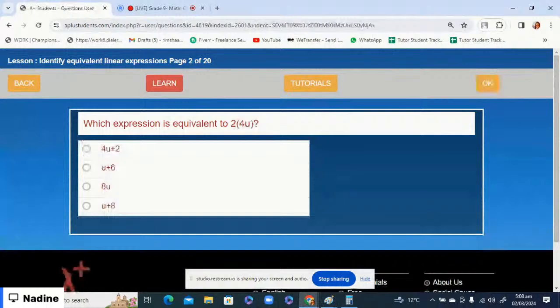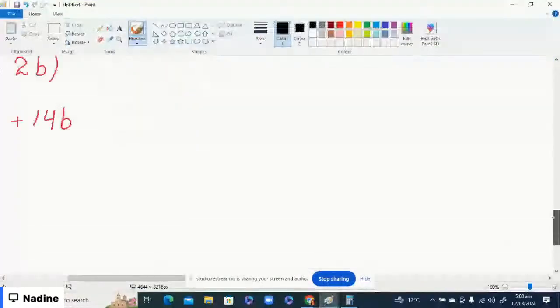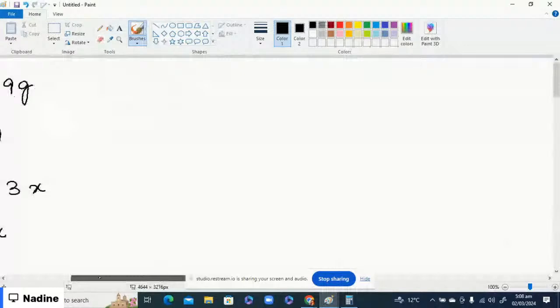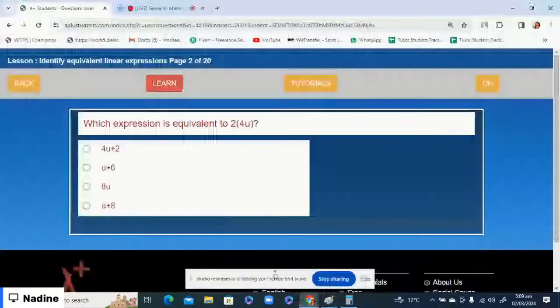Okay. Now which expression is equivalent to 4u? Now look, here is only one number. It's just a simple one number here. So we are going to write it here 2 into 4 and u. Simply multiply 2 with 4. This is 8 and u as it is. Okay. So is there any 8u? Yes, this one.